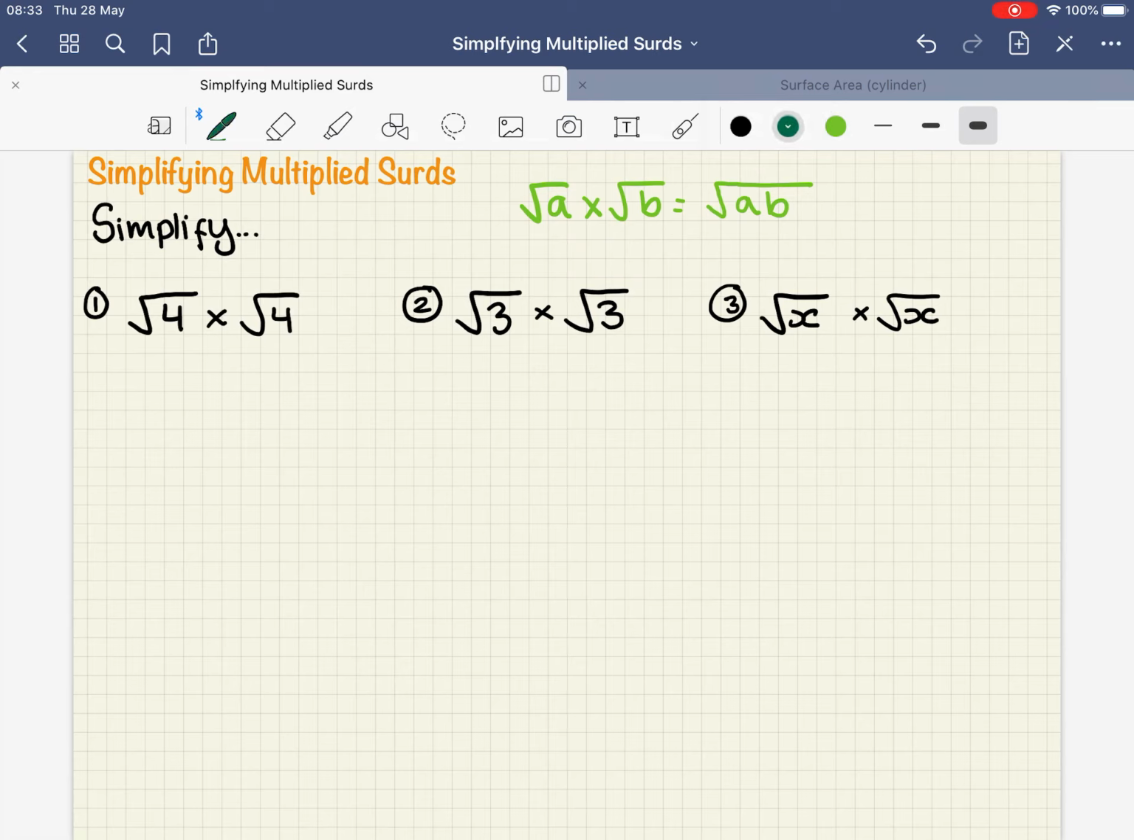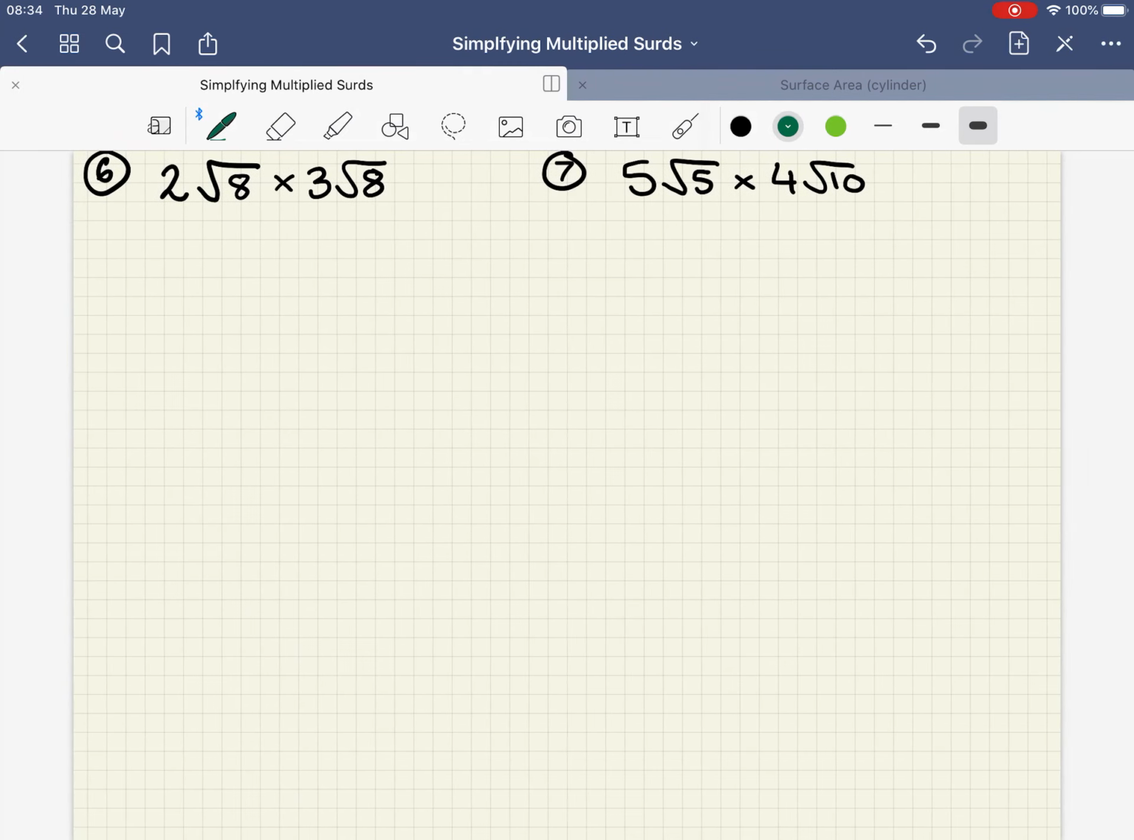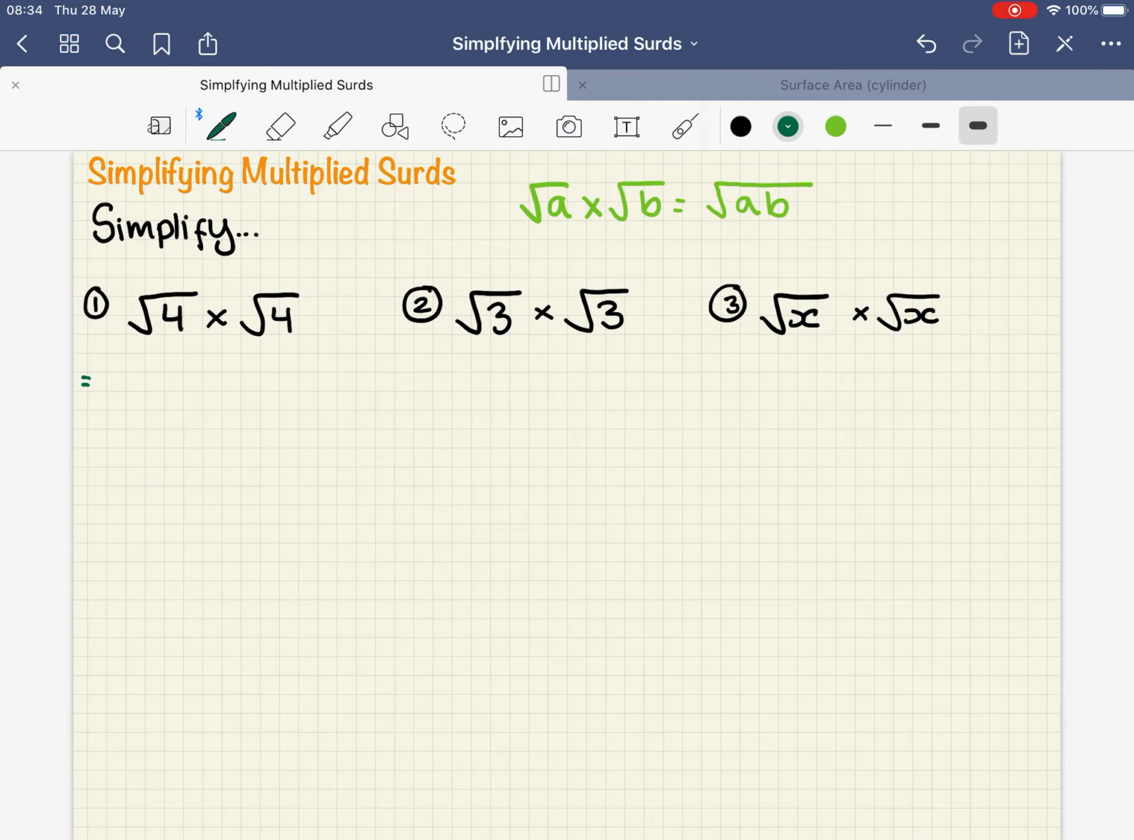So this first one here, we're going to actually look at this in two ways, and then we will look at a few other questions. I think I've got a total of 7 questions to go through. So let's jump straight to it. Here I've got root 4 times root 4, so that's going to be 4 times 4, which is going to give me root 16. But think about it for a second, square root of 16 is going to be 4.